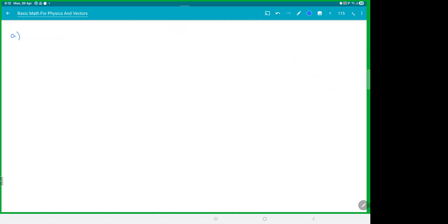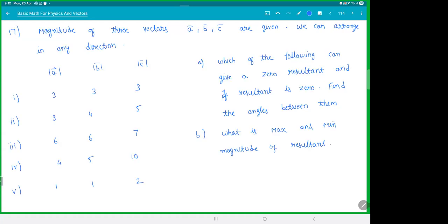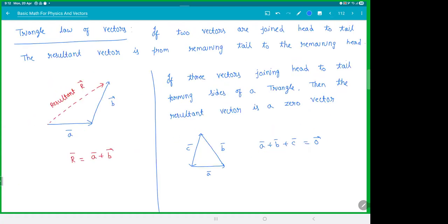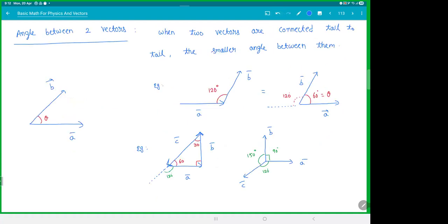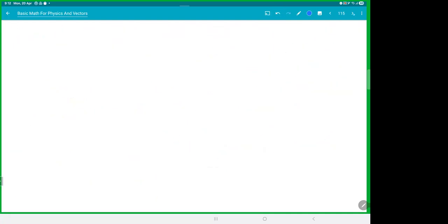Okay, let's see the first one. So 3, 3, 3, right? How can you arrange them? Now, before that, what is the condition to get a zero vector? Some of them you can see and tell, some of them it is difficult. But remember this one statement we just made. If three vectors form the sides of a triangle, then the sum is 0. And what is the property of a triangle? The sum of two sides is always greater than the third side. As long as you satisfy that condition, you can be sure they form a triangle.